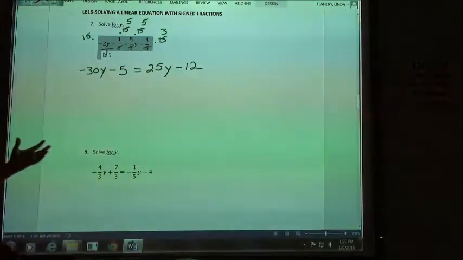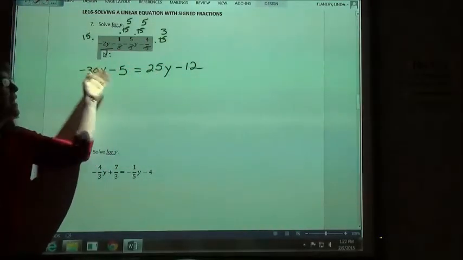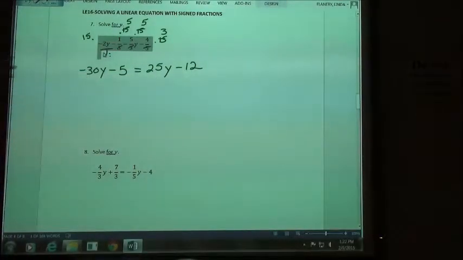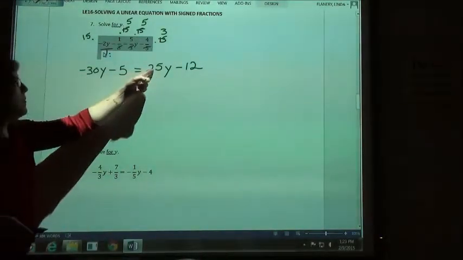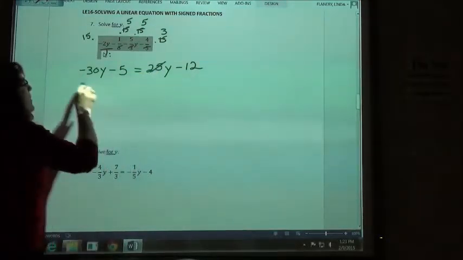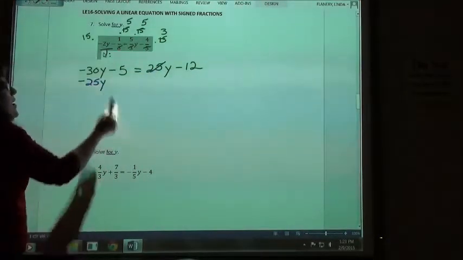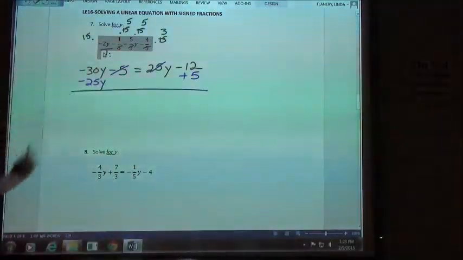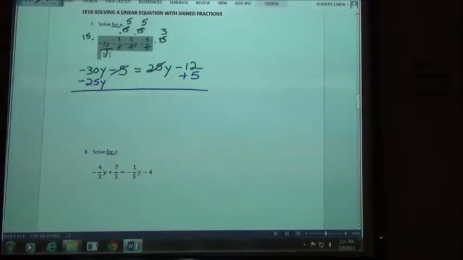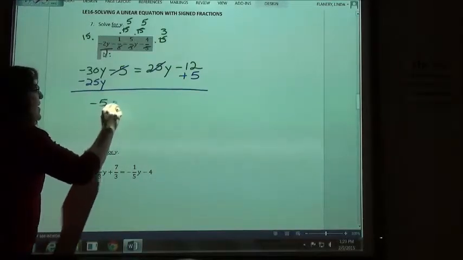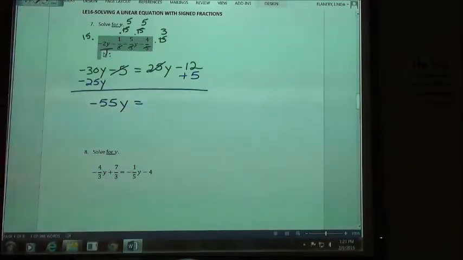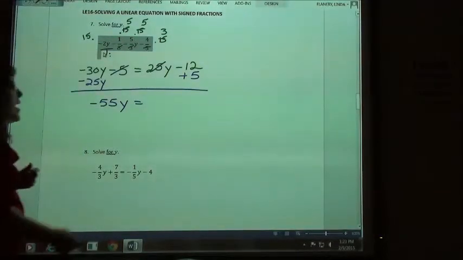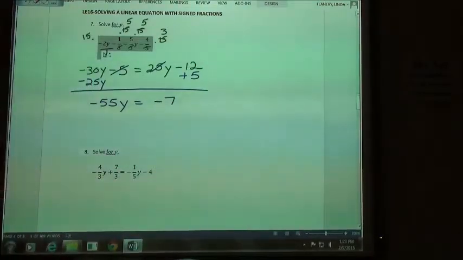Now we got to think about solving my equation. I've got y's on both sides and numbers on both sides, so I have to start moving things around. I want my y's together over here, so I'm going to minus my 25y. I want my numbers over here, so I'm going to plus my 5. So negative 30 minus 25, they're both negative, add and keep the sign. Negative 55y. On the other side, we have a negative 12 plus 5. My signs are opposite, I subtract and take the sign of the bigger one, so negative 7.